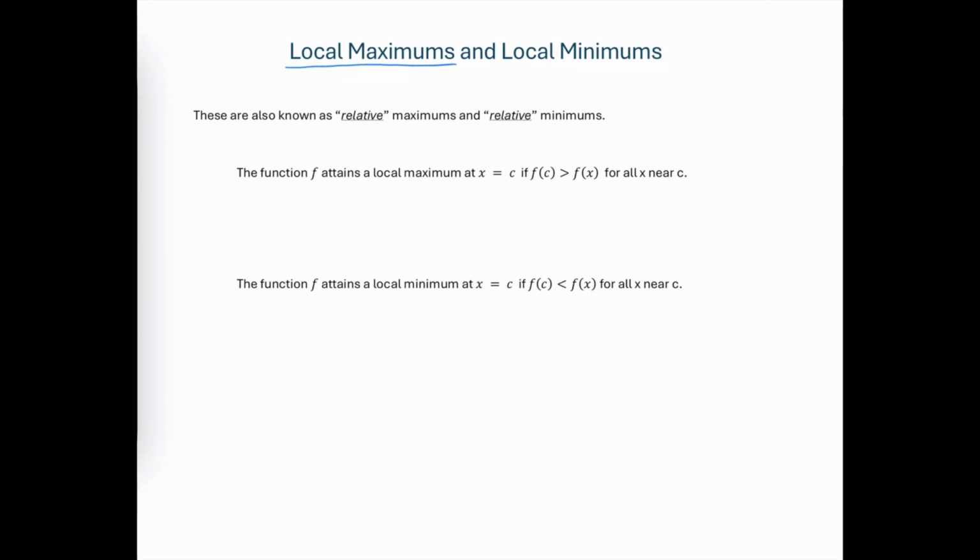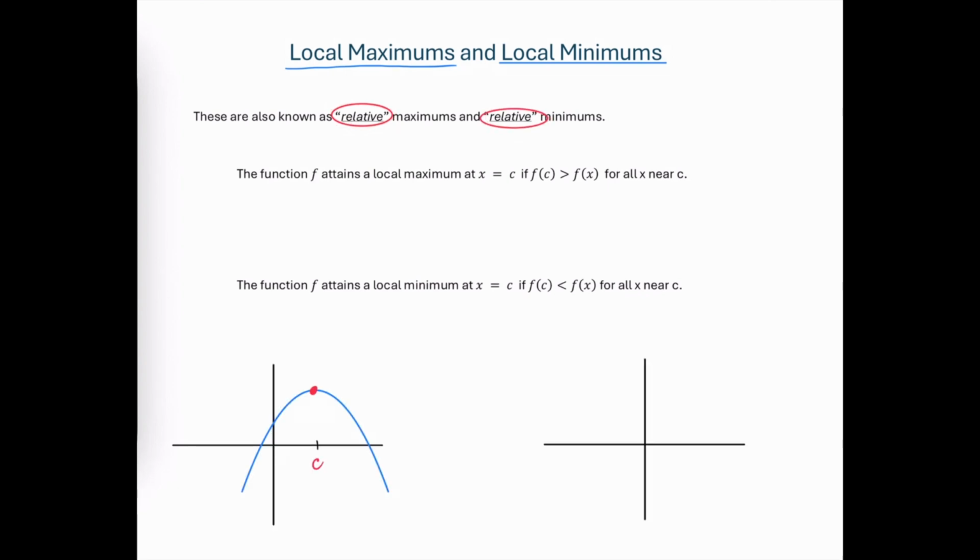A local maximum on a function and a local minimum on a function are also sometimes considered relative maximums and relative minimums. And by definition, we see that a local maximum will occur at a domain element C if its y value is bigger than all of the other y values, essentially in a small neighborhood around C. And so what that looks like is that if we have an ordered pair, C is the x-coordinate, F evaluated at C is the y-coordinate, we would say that the y-coordinate is the maximum value, and that maximum value occurs at the domain element C.